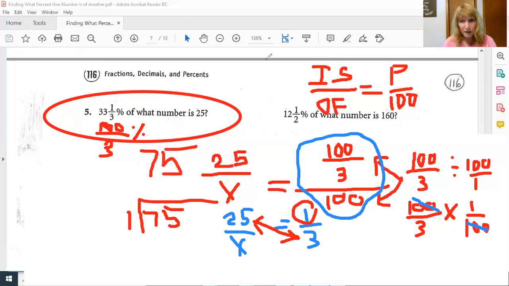And it's not percent because the percent is given. We're trying to find the whole, the "of." So 25 is 33 1/3% of 75. Okay, let's clear.